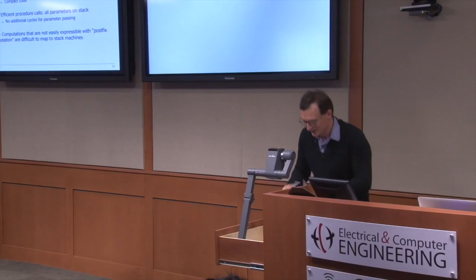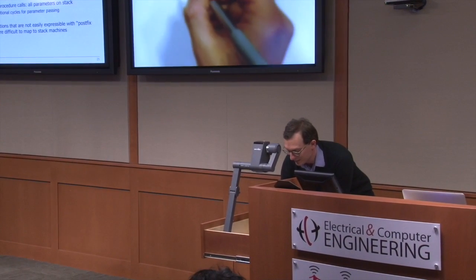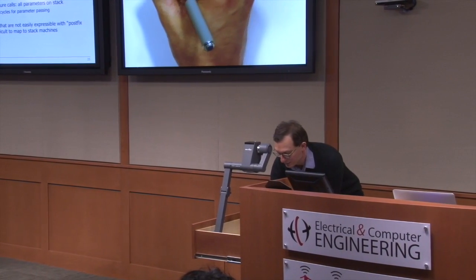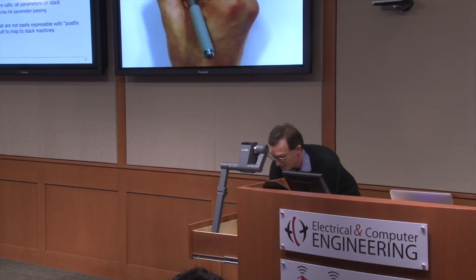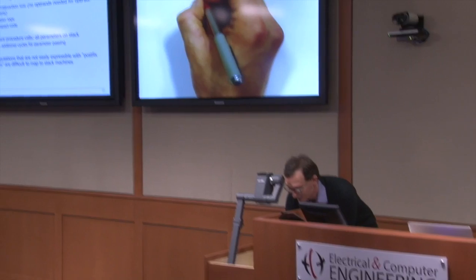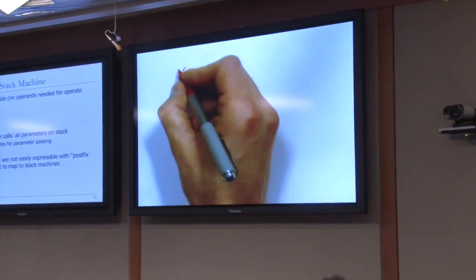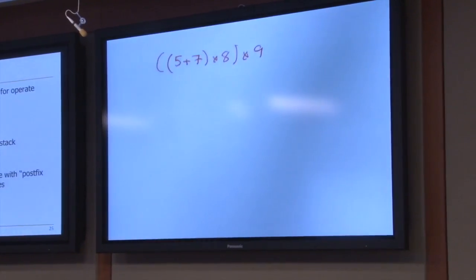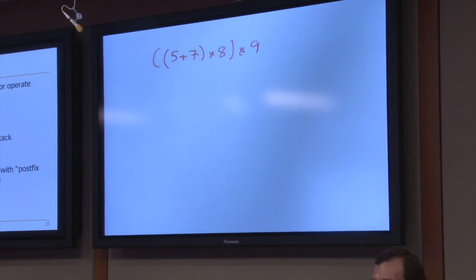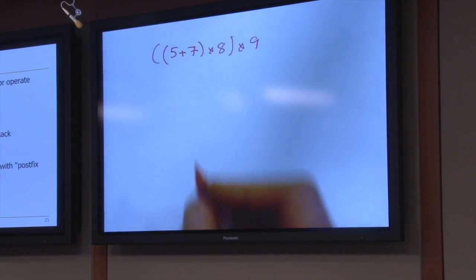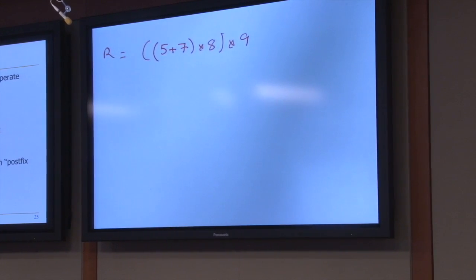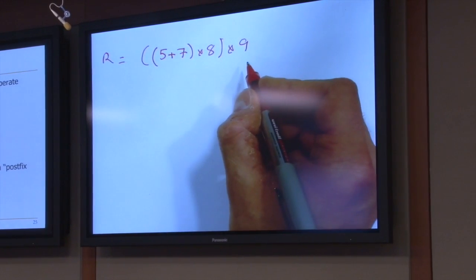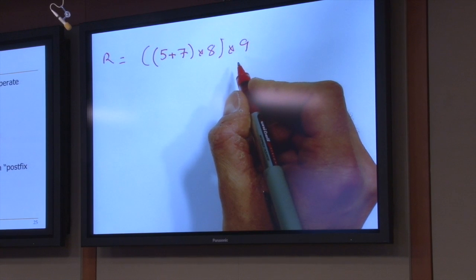Okay, good. So for example, let's say you have 5 plus 7 times 8 times 9. It's kind of nice, right? You can do it in postfix notation. But if you want to calculate this, let's say this is your result. This is easy to do on a stack machine, right?